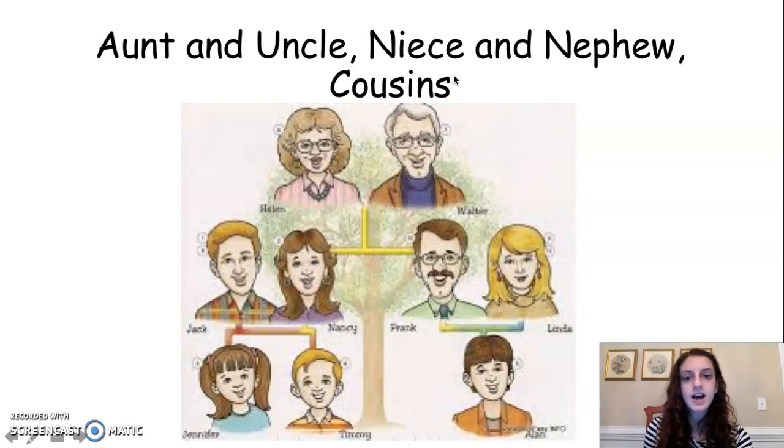Now we have cousins. Jennifer and Timmy are cousins with Alan because their parents are brother and sister. They are siblings. So, because their parents, Nancy and Frank, are brother and sister, the children are cousins. Alan is Jennifer and Timmy's cousin. Whew, that was a lot of family members.